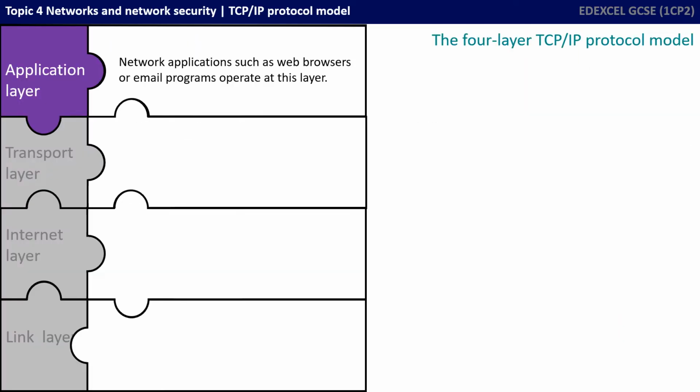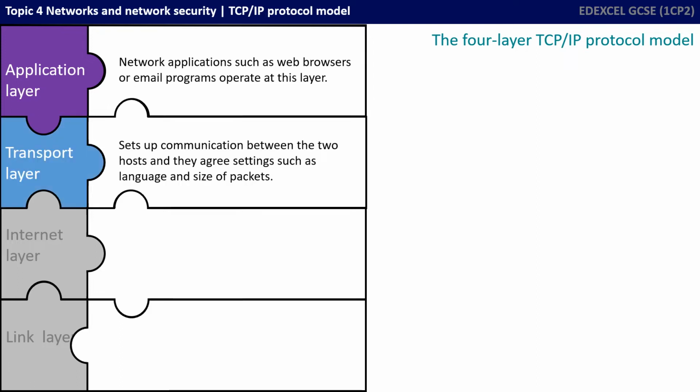So let's take this out of the abstract now and actually look at the 4 specific layers of the TCP/IP protocol model. The top layer is the application layer. So this is the first layer that a piece of network traffic would go through when going down through the protocol stack and out onto a network. Network applications such as web pages or email programs operate at this top layer.